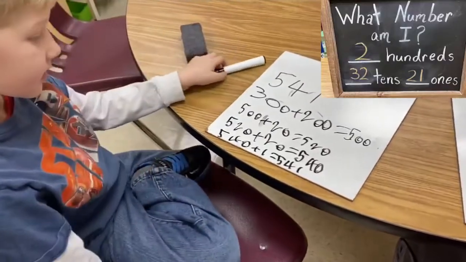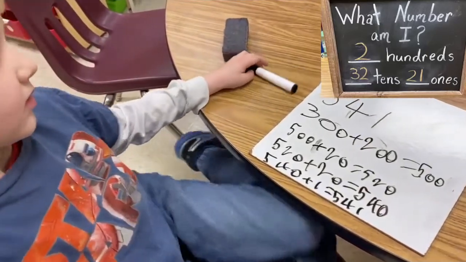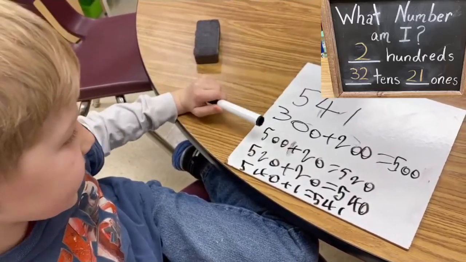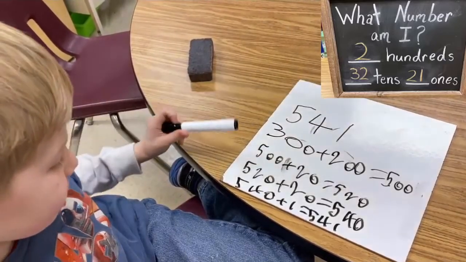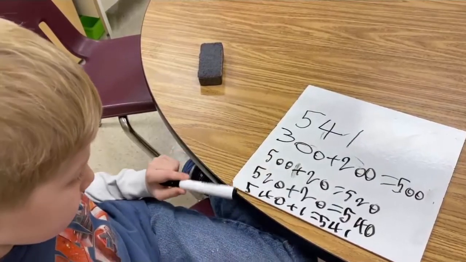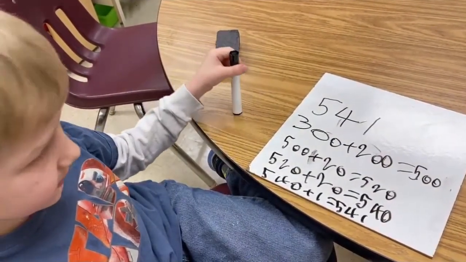How did you know that 2 hundreds, 32 tens, and 21 ones was 541? 300 plus 200 equals 500. Bring it down here. Then plus 20 equals 520. Then 520 down here plus 20 equals 540. 540 plus 1 equals 541.